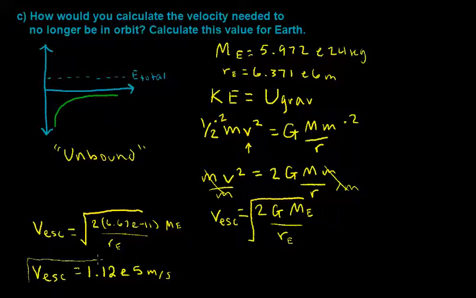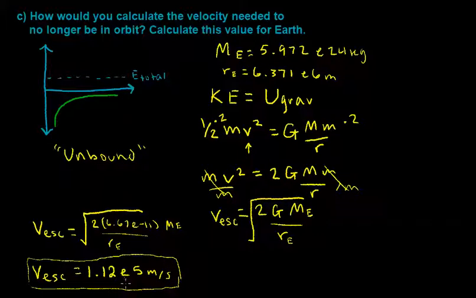So no matter what object you have, it needs to be moving at this velocity in order to no longer be in Earth's orbit. And of course, as we said before, this changes based on the planet that you're on, because then you'll need to plug in its mass and its radius in order to solve for its escape velocity. But otherwise, that concludes part C and our problem.